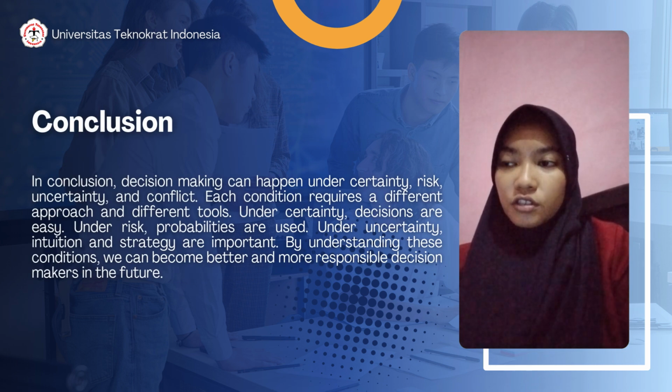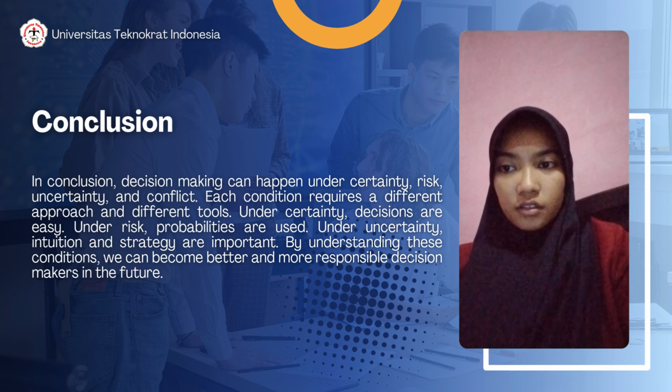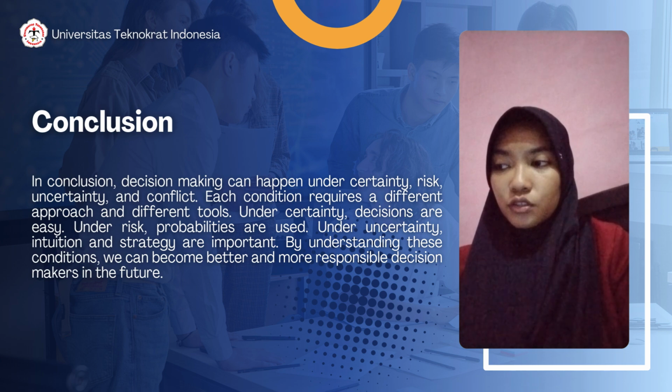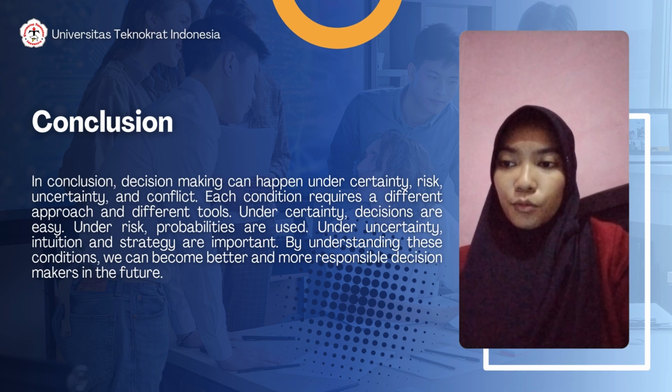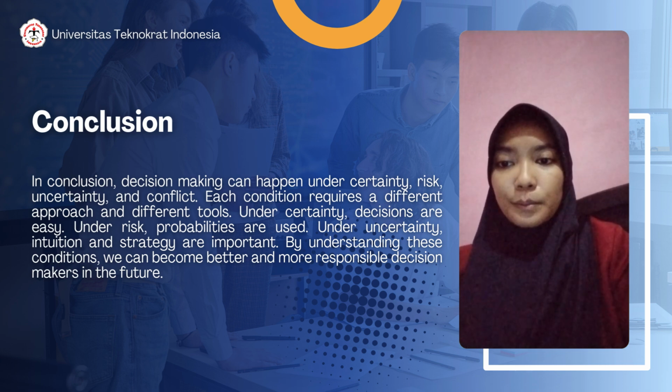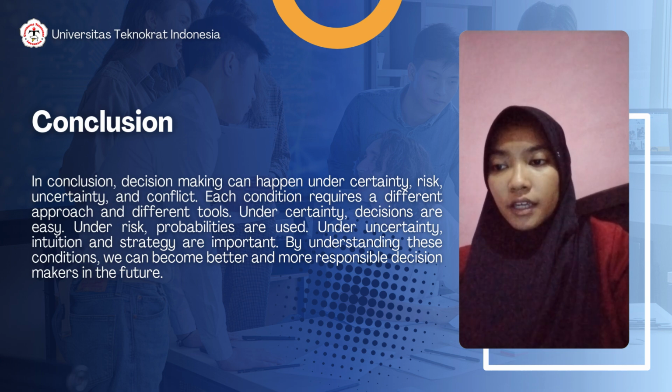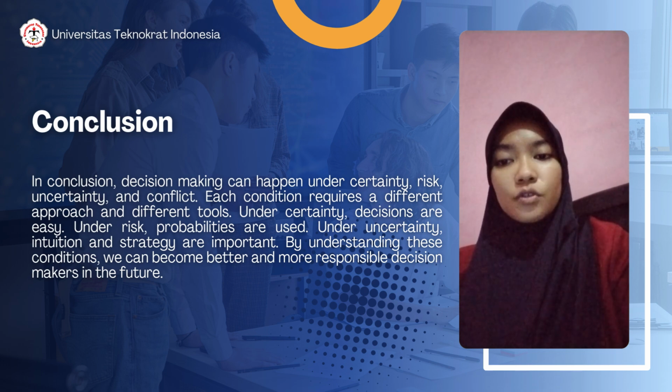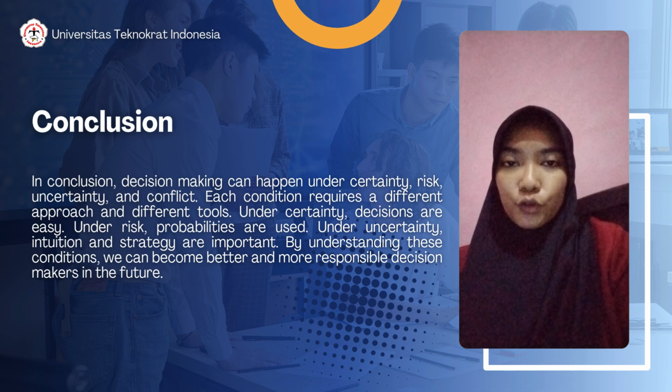Next, conclusion. In conclusion, decision making can happen under certainty, risk, uncertainty, and conflict. Each condition requires a different approach and different tools. Under certainty, decisions are easy. Under risk, probabilities are used. Under uncertainty, intuition and strategy are important. By understanding these conditions, we can become better and more responsible decision makers in the future.